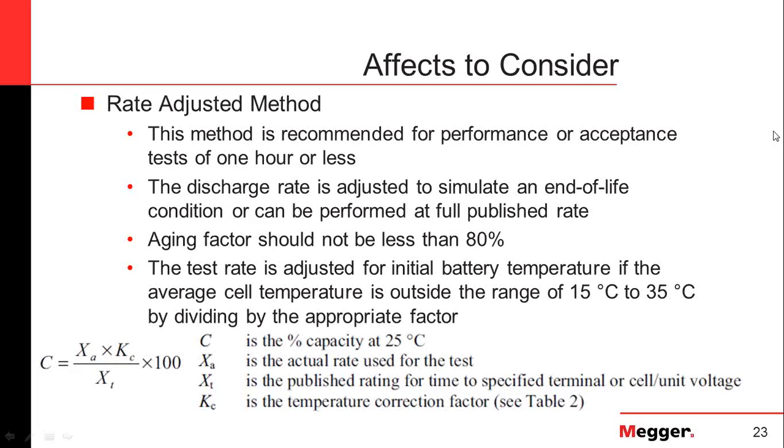So you can simulate an end of life based on the aging condition, or you can actually run it at the full published rate. So for example, if the battery manufacturer said, run this test for 30 minutes at 200 amps, then that's what you're going to do. Whereas if you're simulating an end of life condition, it might be 180 amps instead of 200.